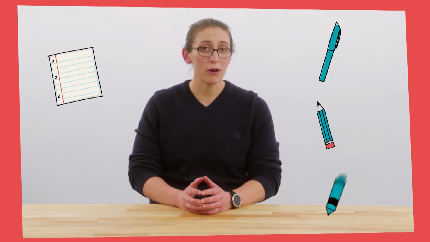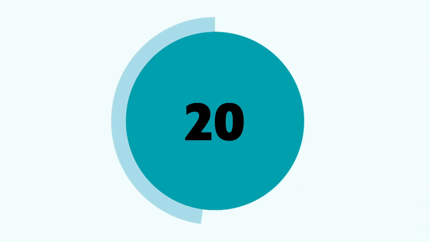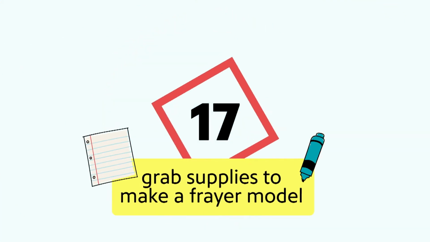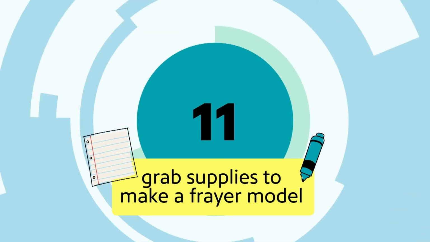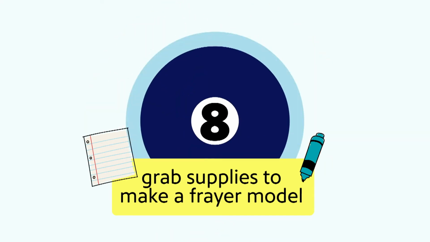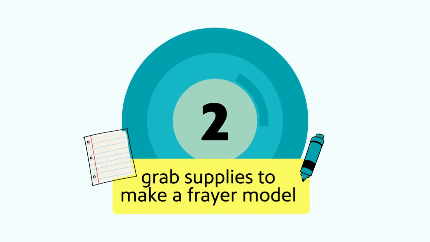Before we continue with our lesson today, let's use a Frayer model to help us understand a little bit more about arrays. To make our Frayer model, you will need a piece of paper and a pen, a pencil, or a marker. I'm going to get my supplies. You go ahead and do the same. Now that we have our supplies, let's begin to make our Frayer model.